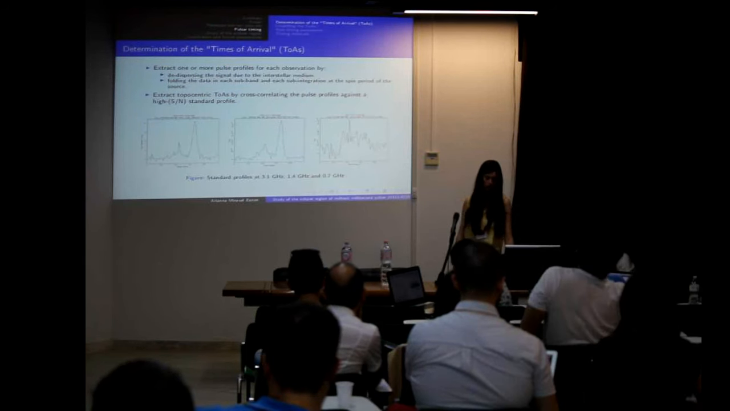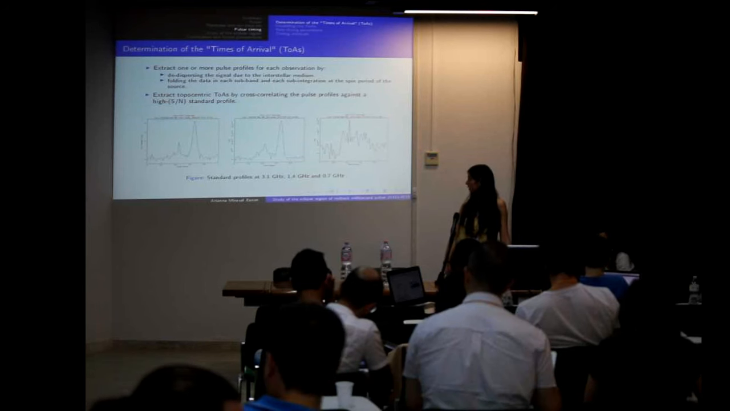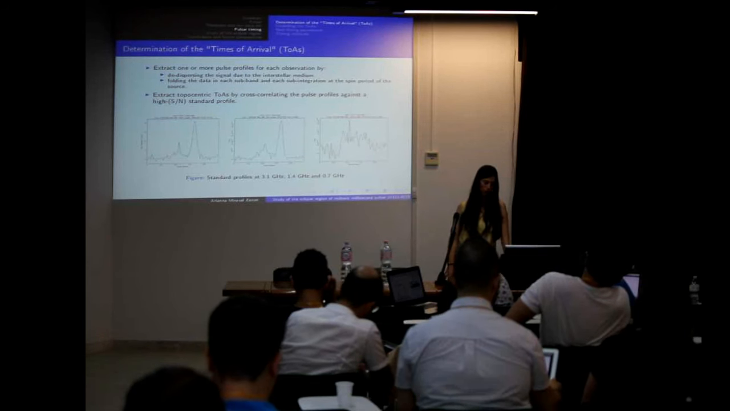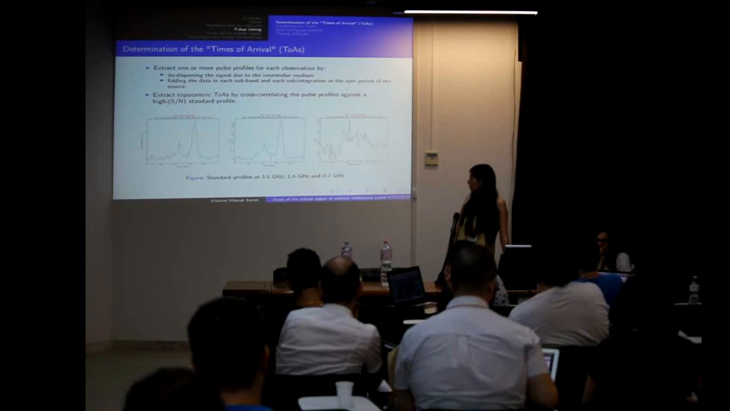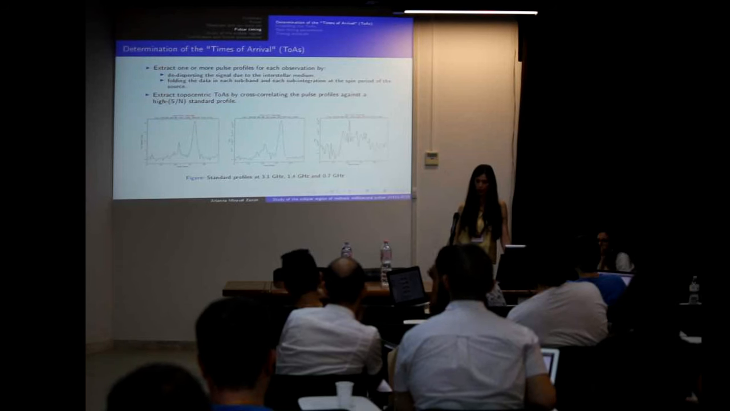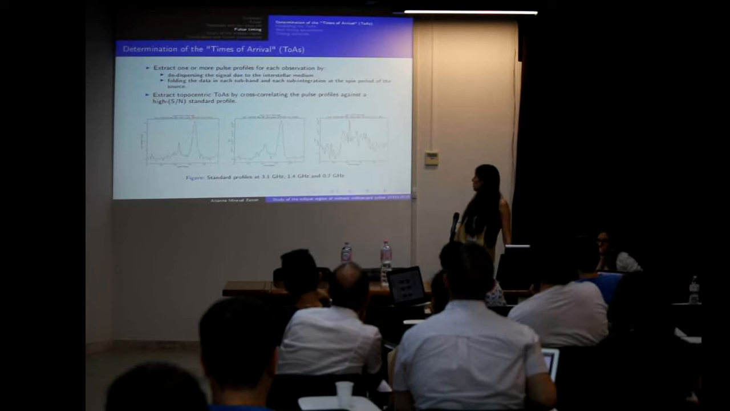In our analysis, we want to determine the time of arrival of the pulsar. First of all, we extract one or more pulse profiles for each observation by dedispersing the signal due to the interstellar medium, and by folding the data in each band and each subintegration at the spin period of the source. We extract the topocentric time of arrival with a cross-correlation between each pulse profile and the standard profile with high signal-to-noise. Here we can see 3 different standard profiles at 3 different frequencies. We notice that there is an evolution with the observing frequency. The first is 3.1 gigahertz, the second 1.4, and the third 0.7, and these standard profiles also have different signal-to-noise.